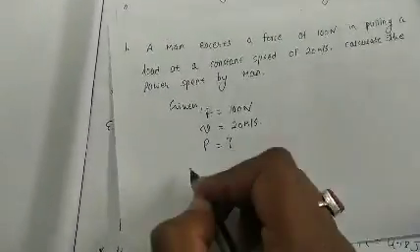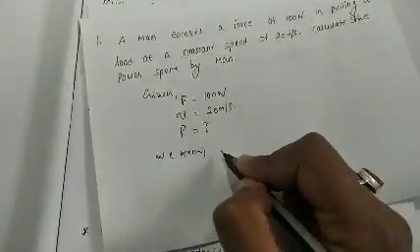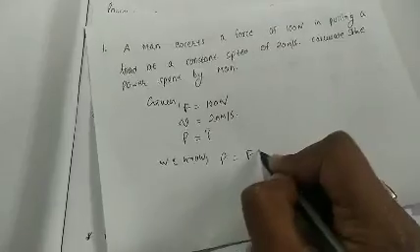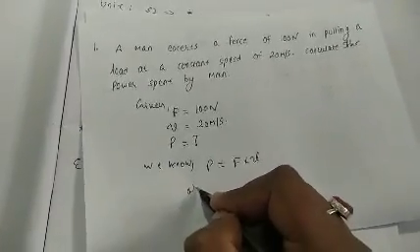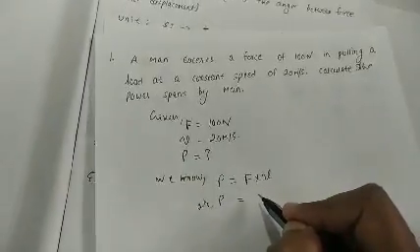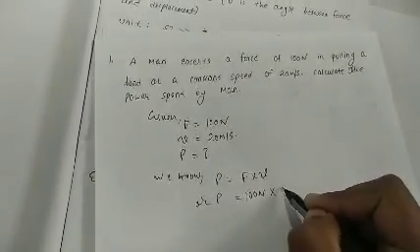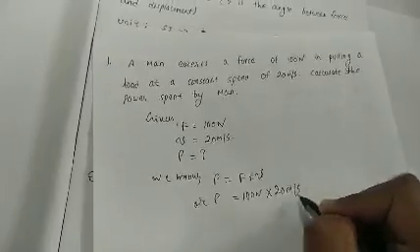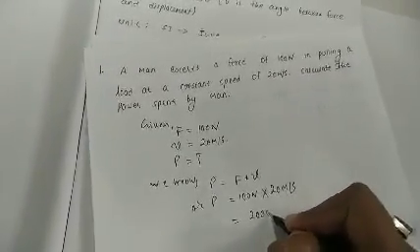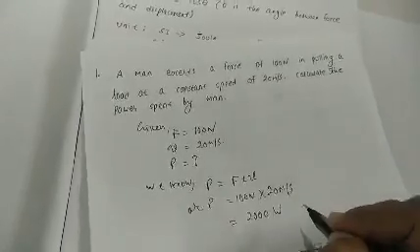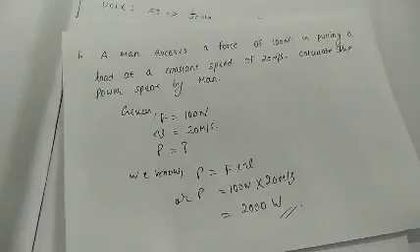As we all know, the formula is power equals force into velocity. So let's write it. We know power equals force into velocity. Now let's put the values. Power equals force, 100 newton, into velocity, 20 meter per second, equals 100 into 20, 2000. Let's write it as watt. So the answer is 2000 watt.